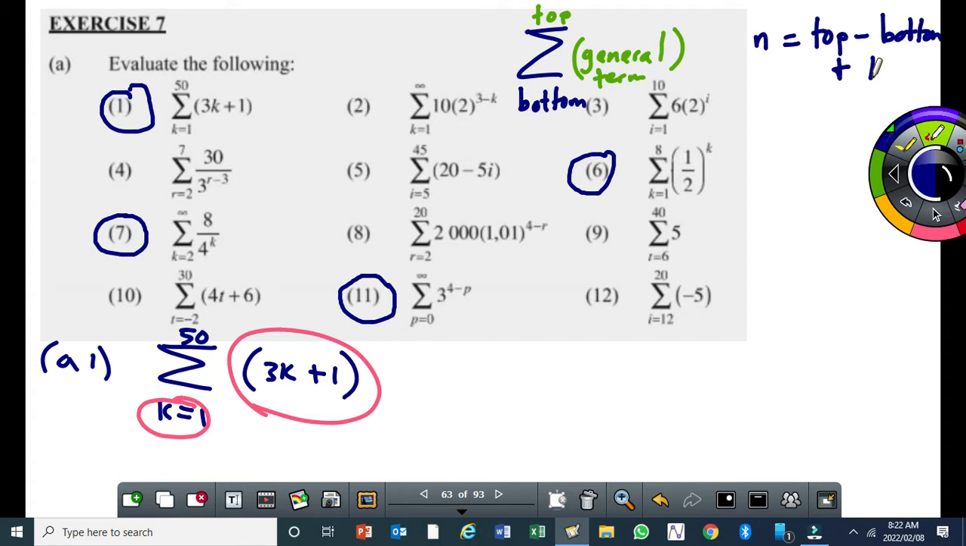So here, I just need to expand to 3 terms. I don't have to write all 50 terms. If I substitute k equal to 1, I'm going to get a 4, because 3 times 1 is 3, 3 plus 1 gives you a 4. Plus, if I substitute k equal to 2, 2 times 3 is 6, 6 plus 1 gives you a 7. If I substitute k equal to 3, 3 times 3 is 9, 9 plus 1 is 10.